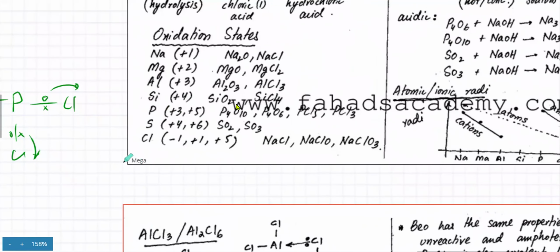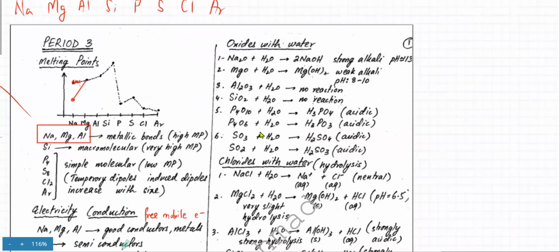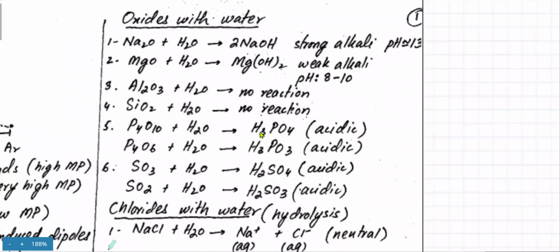And remember the common oxidation states of sulfur, which are +4 and +6. SO2 could be formed, and SO3 could be formed as well. Then over here, it's the reaction of the oxides with water. The first one, nothing happens; it simply dissolves, and NaOH is formed. The second one, a weak alkali is formed. Why does a weak alkali form? Because MgO is not very soluble.